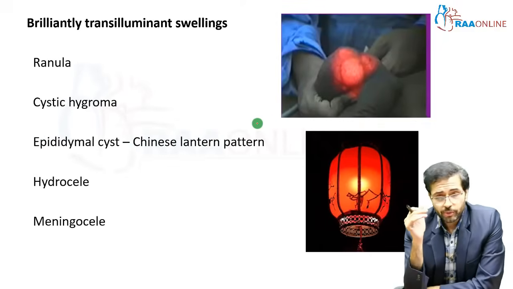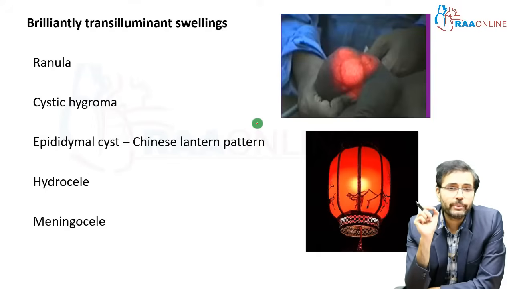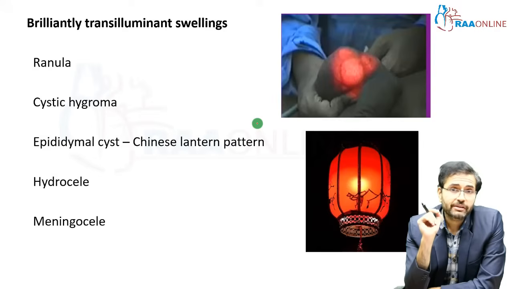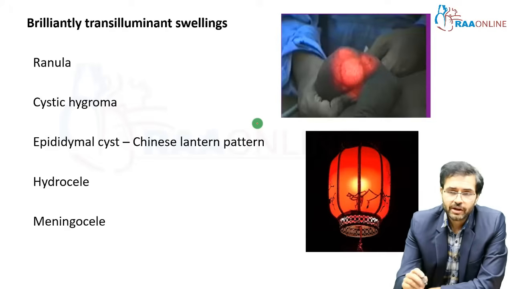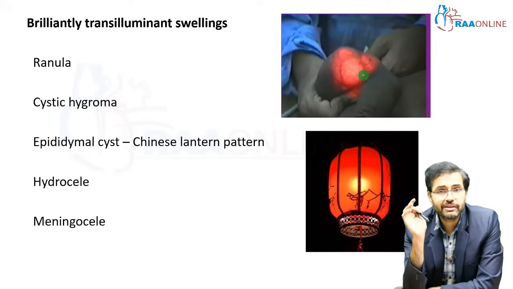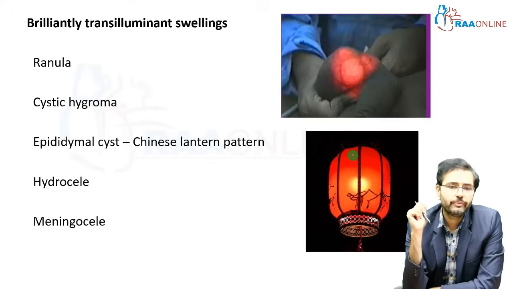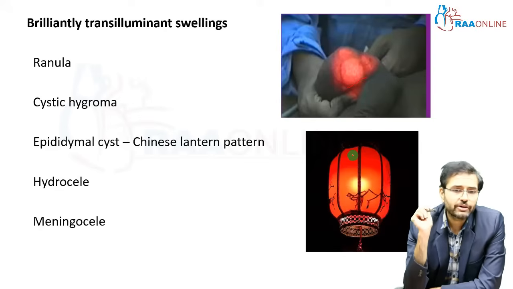Now, what we need to know is that there are certain swellings which exhibit a phenomenon called brilliant transillumination. These swellings are ranula, cystic hygroma, and epididymal cyst. An epididymal cyst has a characteristic name, the Chinese lantern pattern. So this is a demonstration of an epididymal cyst showing transillumination, and you can compare it to a Chinese lantern. Hydroceles can also be brilliantly transilluminant, along with a meningocele.